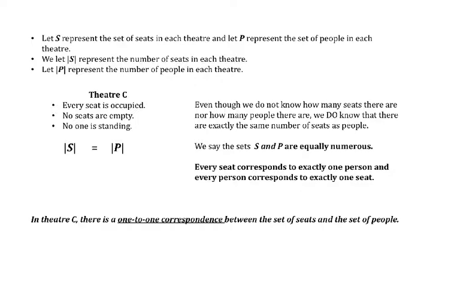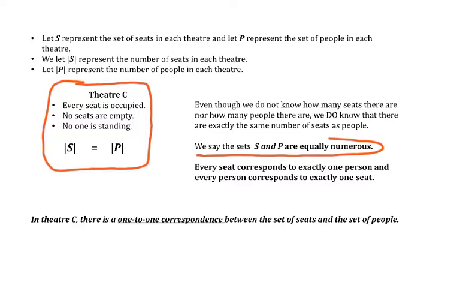So what we're really interested in is this situation that is occurring in theater C. Every seat is occupied, no seats are empty. The number of seats equals the number of people. And we have to learn some vocabulary here. We are going to say that the sets S and P are equally numerous. The set of people has the same number of objects in it as the set of seats.